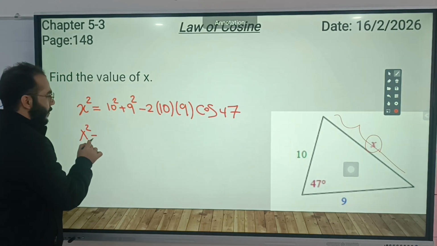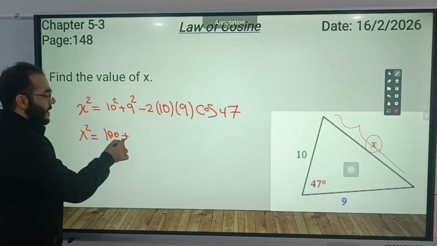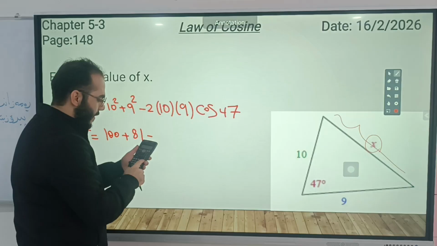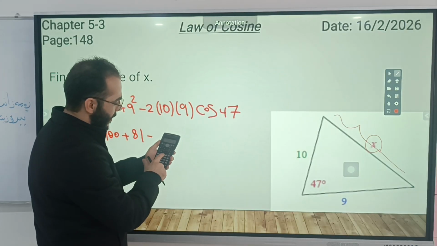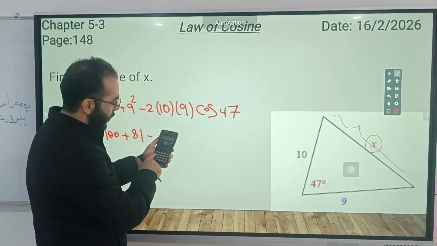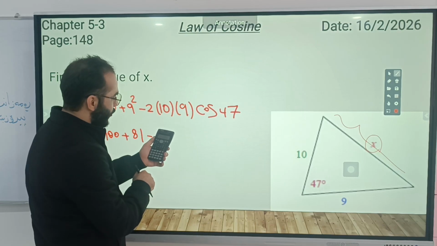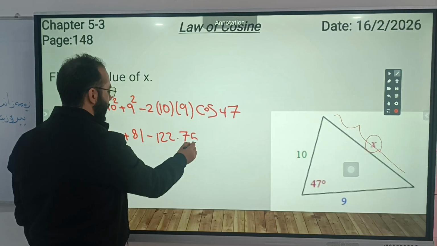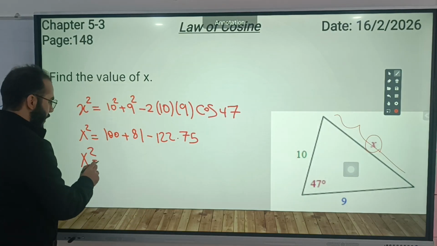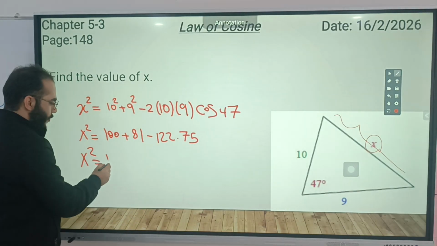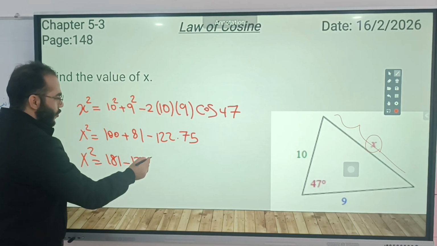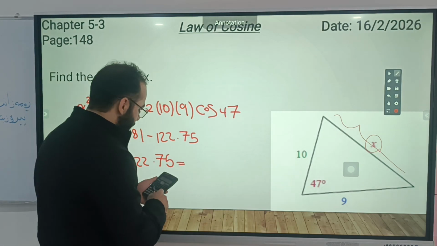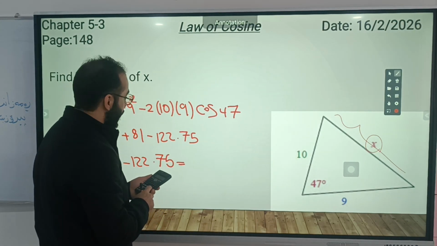So x squared equals 10 squared, everybody knows that, 100, plus 9 squared, 81, minus 2 times 10 times 9 times cosine 47. So it equals 122.75. So let's simplify more. 100 plus 81 is equal to 181 minus 122.75. So the common mistake that I said I'm going to share with you.